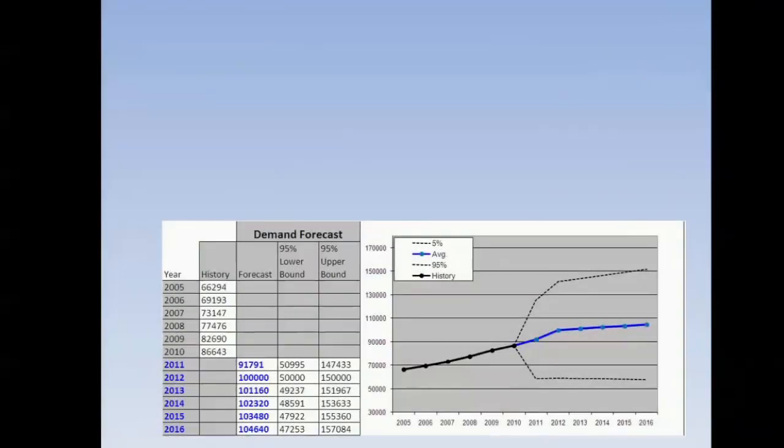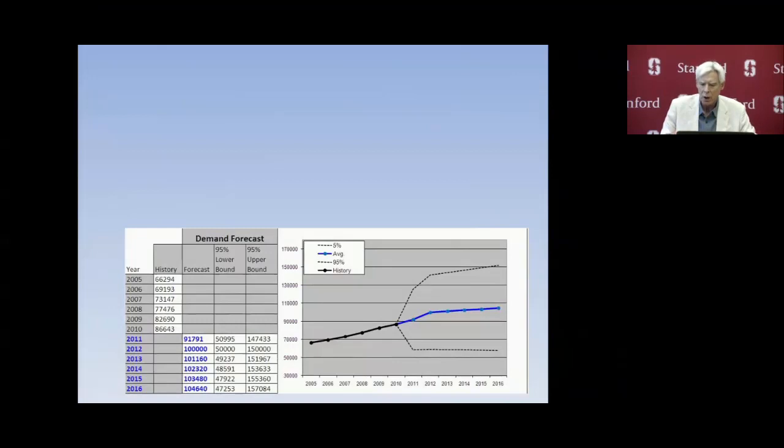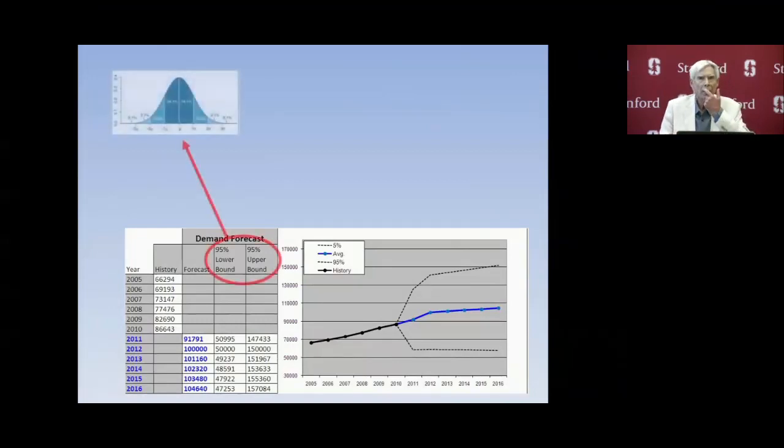Now let's talk about forecasting. Because forecasting is where we get the distribution of uncertainties. You can get the distribution from almost any forecast. This one has a 95% upper and lower confidence interval. That leads to a bell-shaped distribution.